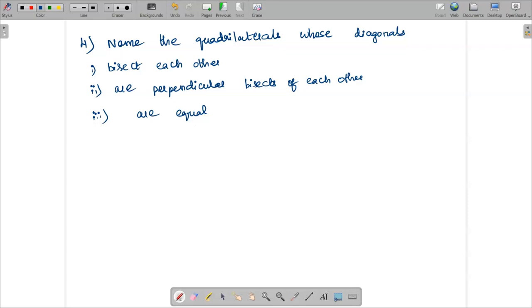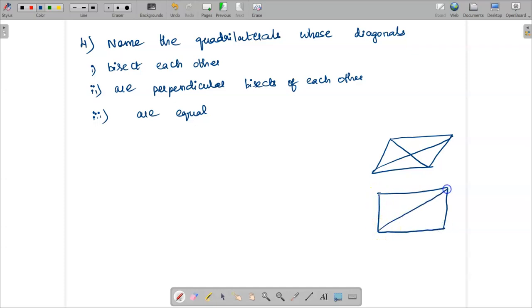Okay. So we have to think about the quadrilaterals first whose diagonals bisect each other. Definitely a parallelogram, where our diagonals bisect each other, and then rectangle, right? So in a rectangle also the diagonals bisect each other, and then we can think about square. In a square also the diagonals bisect each other, and then rhombus. In a rhombus also the diagonals bisect each other. Right?